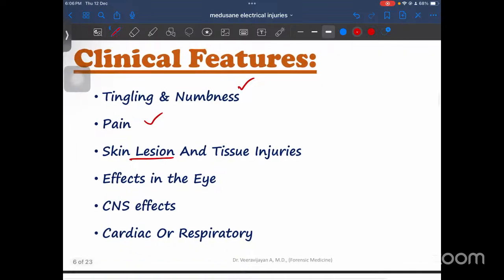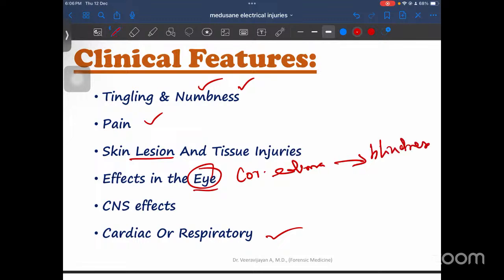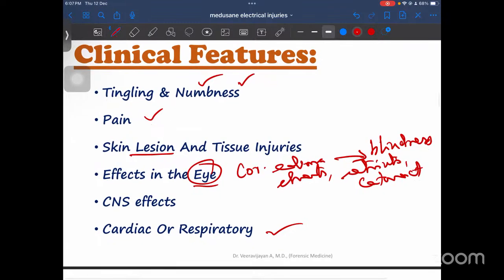Then what are the effects in the eye caused by electricity? Usually electricity causes anything in our body, from tingling to death. In the eye particularly, it causes corneal edema to blindness. In between, it may cause choroiditis, retinitis, and sometimes cataract in late stages. These are some of the effects of electricity in the eye.